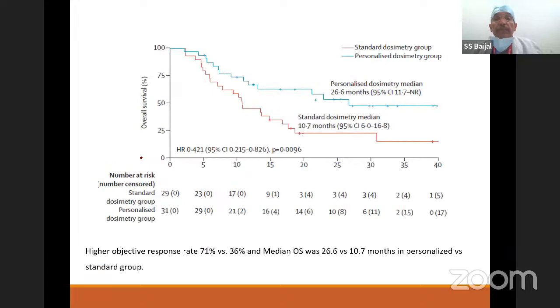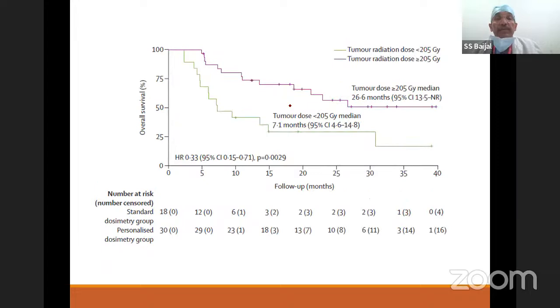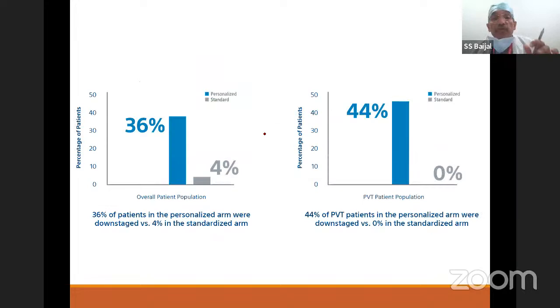And very interestingly, it showed that the personalized dosimetry group, that means the group in which we were giving higher dosage as compared to the standard dosimetry, had 26 months of overall survival compared to less than a year if it were given in the standard way that TARE is done. If the dose was analyzed, patients with tumors who received more than 205 gray of radiation had a dramatically superior overall survival of more than 26 months compared to those patients who received a lesser tumor dose, where the outcomes were dismal with only 7 months of survival. Therefore, dose is the key.